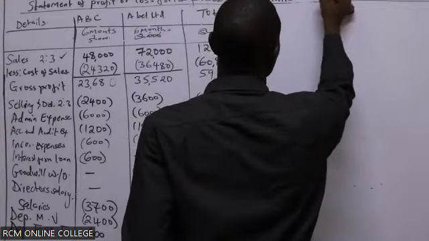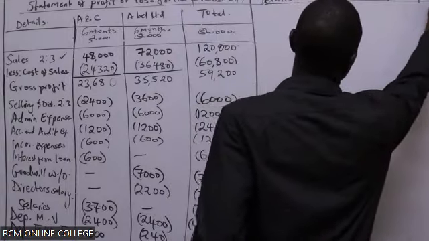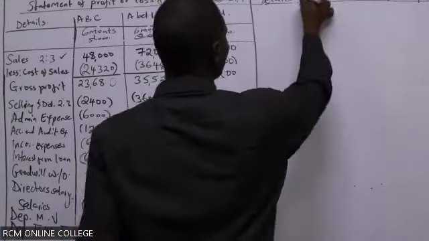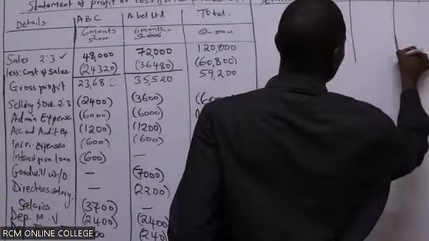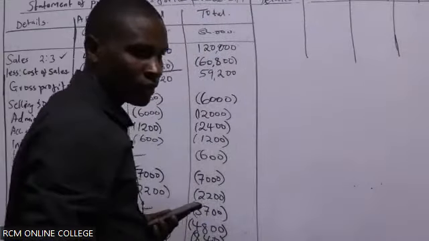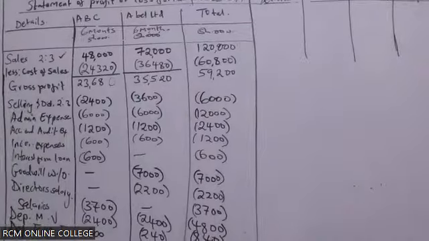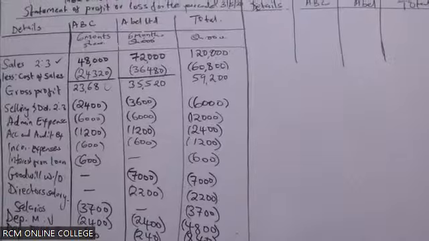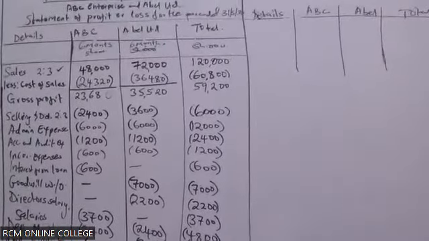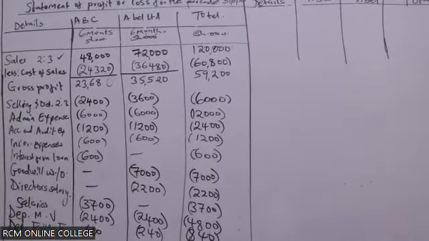We have ABC, Abel, total. Great. Mjangu leo. Nakunisumbua. Kwa nini? Okay.